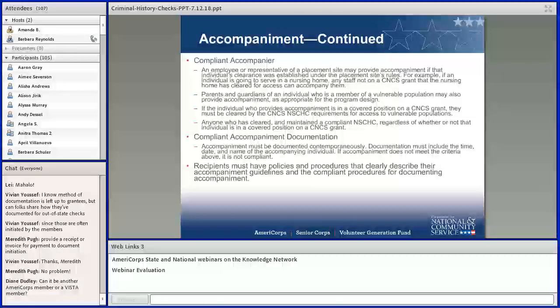Can it be another AmeriCorps member or a VISTA member? So it can be another AmeriCorps State and National member as long as they've cleared their background check. The VISTA member is interesting. I haven't gotten that question because VISTA is kind of bound by different rules. They have a different criminal history check procedure. And I don't want to give you a definitive answer, so let me get back to you about that. That's a great question.